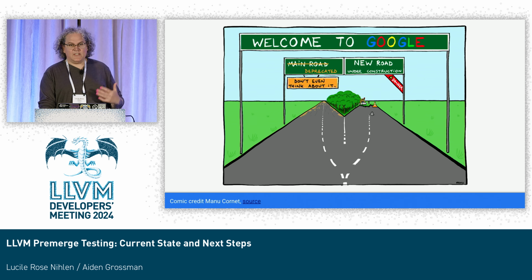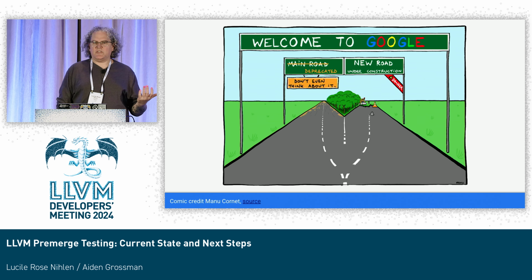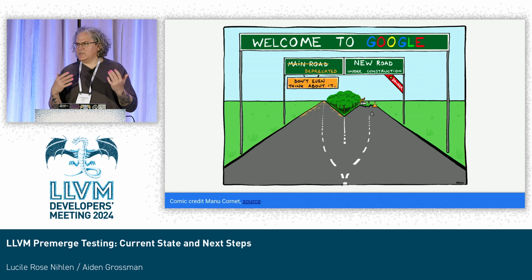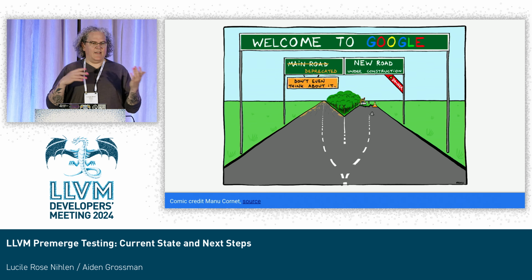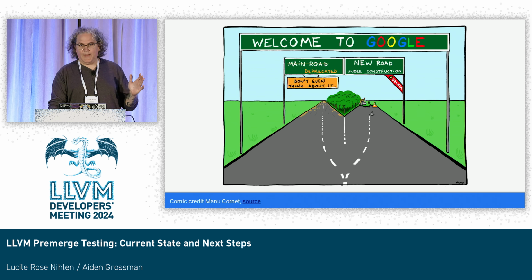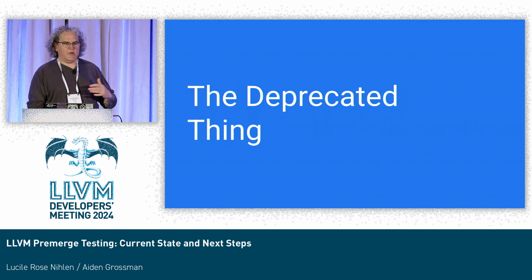And it's very much the case for the pre-submit infrastructure or the pre-merge infrastructure. Just to clarify, I use those terms pretty interchangeably in this talk because we call it pre-submit internally, and then we often call it pre-merge externally. So let's talk a little bit about the deprecated thing, which is the current pre-merge infrastructure.